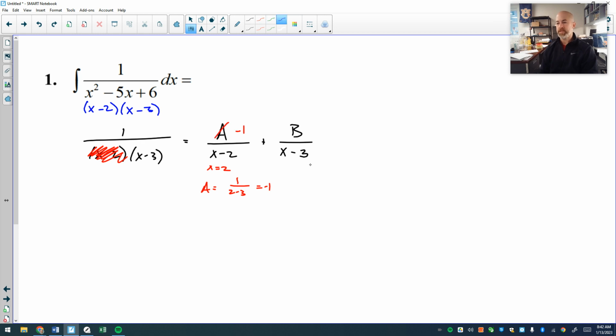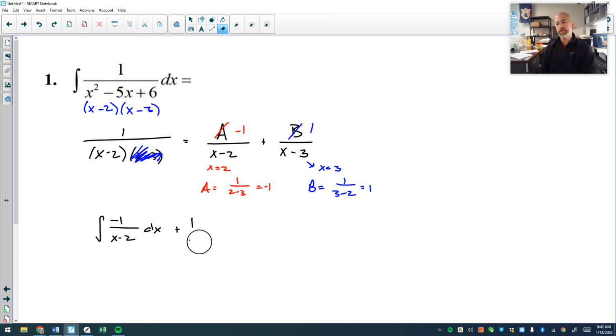And then for B, I will do the same thing. I notice that if I plug in 3 to that denominator, I will get 0. So I go back to my original problem and I cover up the factor that is under the B. Some teachers call this the cover-up method for that reason. And B is going to equal 1 over 3 minus 2, which is 1. Okay, so I have performed the partial fraction decomposition, and now I can rewrite my original problem as -1 over x minus 2, and I'm going to go ahead and separate those into two separate antiderivatives. So I have -1 over x minus 2 plus 1 over x minus 3.